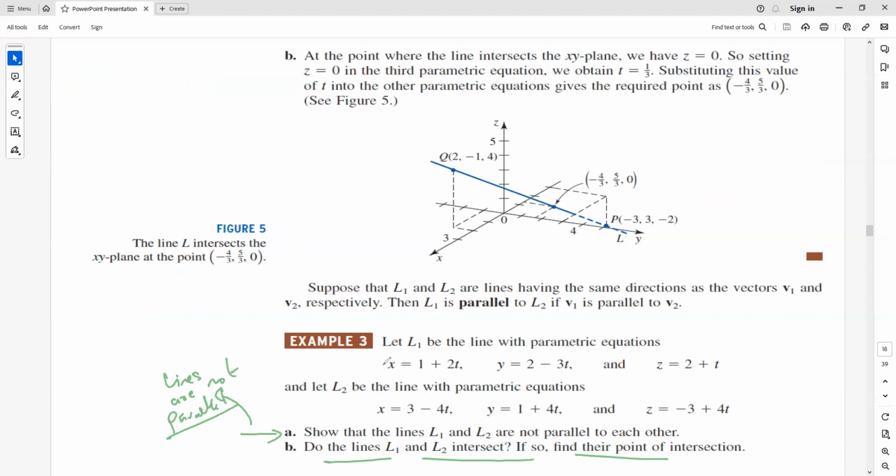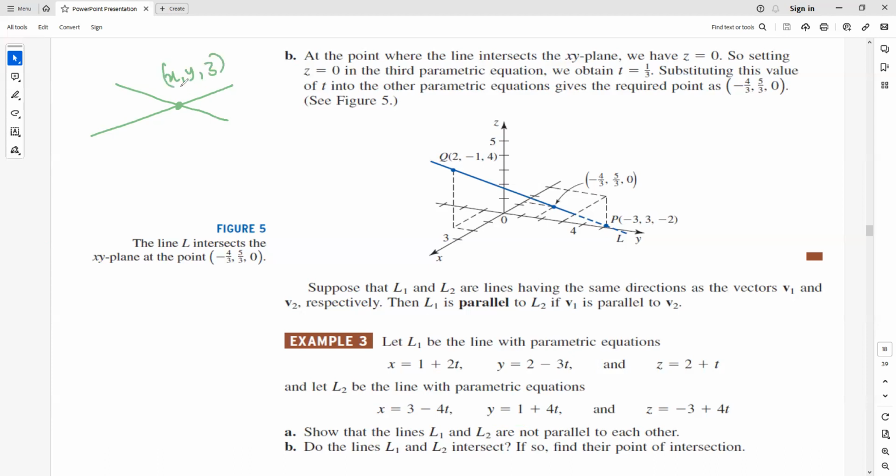If these lines intersect, it means the lines should have some common point. For instance, if these two lines are intersecting, then this point is common for both lines. Therefore, x, y, and z at this point will be the same for both lines. So at the point of intersection, this x and this x are equal. So I can write 1 plus 2t1 equals 3 minus 4t2. Arranging this, I get 2t1 plus 4t2 equals 2, call it equation 1.